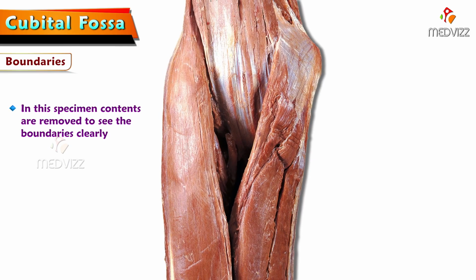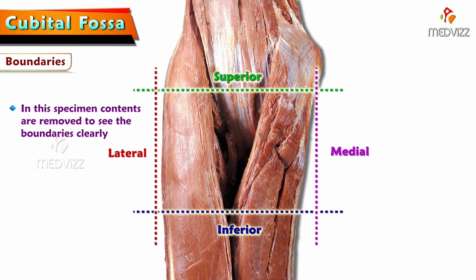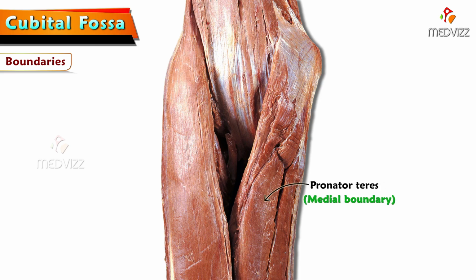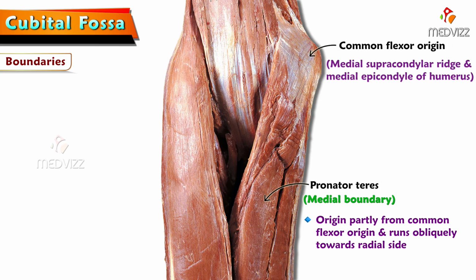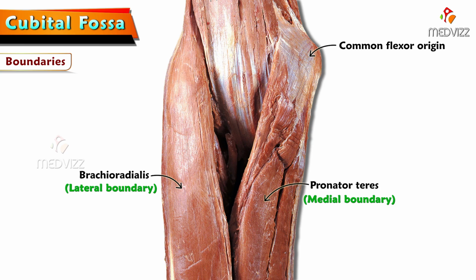Further, we remove contents to see the boundaries more clearly. The medial boundary is formed by pronator teres, where it gains origin partly from the common flexor origin, the medial supracondylar ridge, and the medial epicondyle of the humerus. And further, it runs obliquely towards the radial side. Lateral is brachioradialis. The biceps brachii muscle is removed, and the cut part of the tendon is observed deeply.